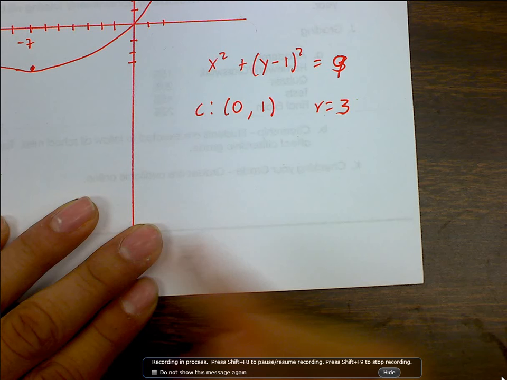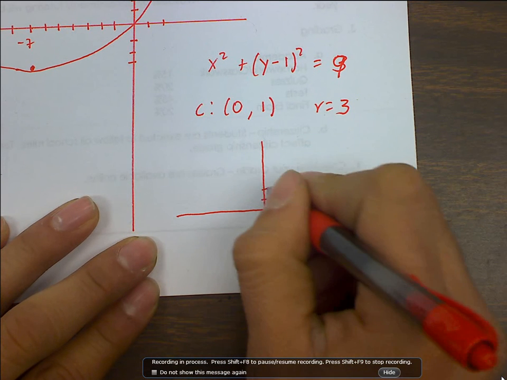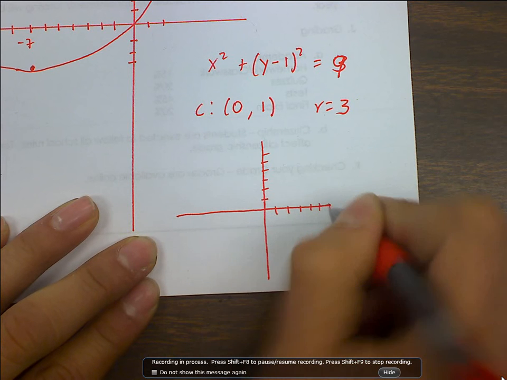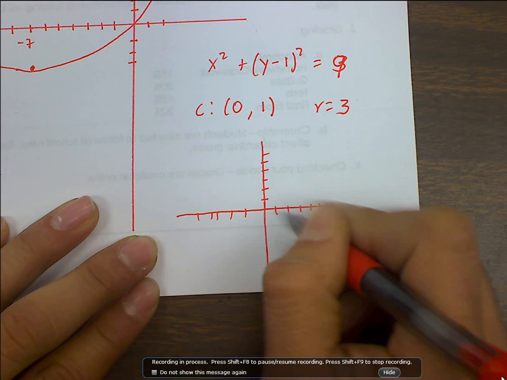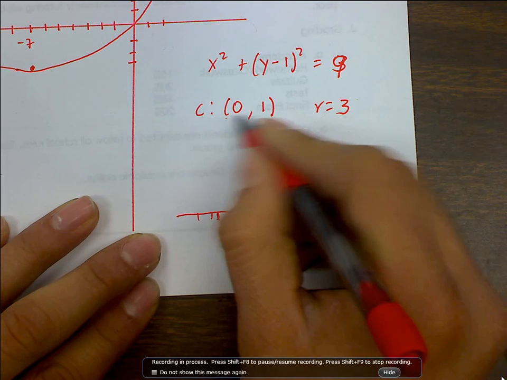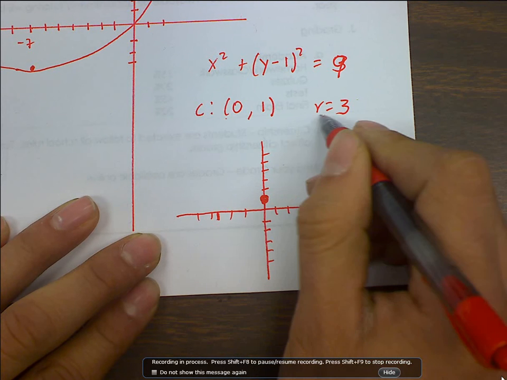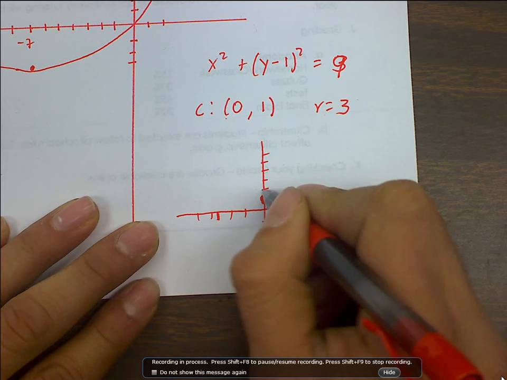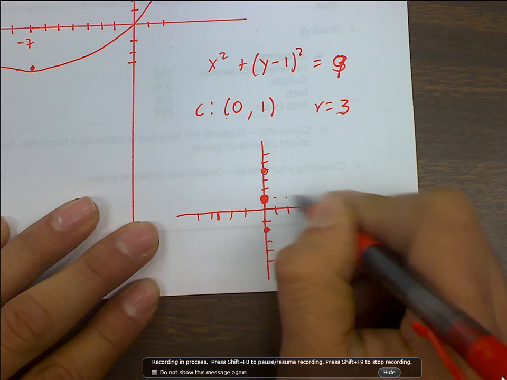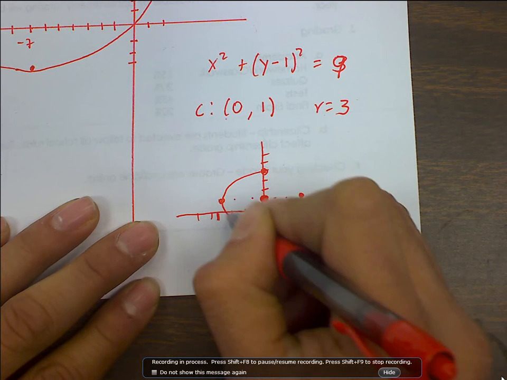Now to graph it, this one is much easier. So you go 1, 2, 3, 4, 5, 6. 1, 2, 3, 4, 5, 6. 1, 2, 3, 4, 5. Oops, that's too close. So the center is 0, 1. So you're at 0, go up 1. And now you're going to go 3 units in every direction: 1, 2, 3, in each direction. And now there is your circle.